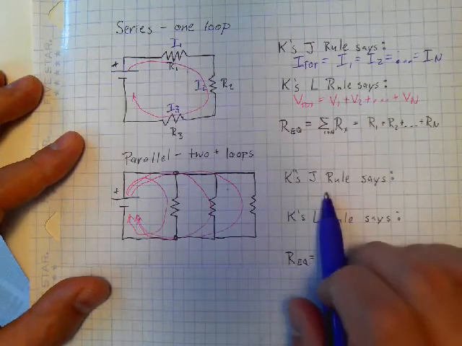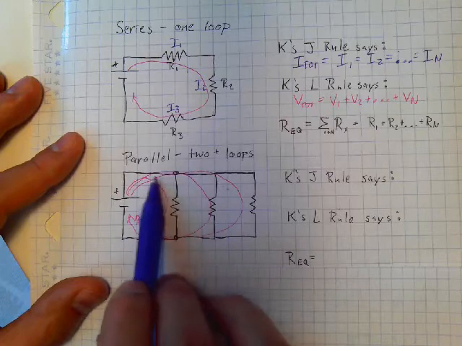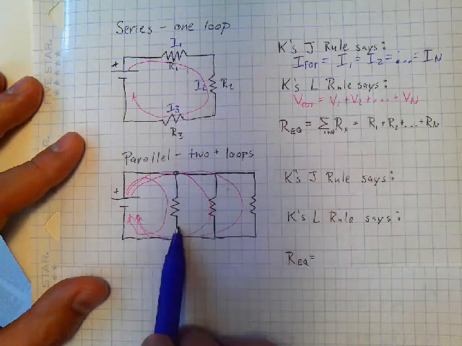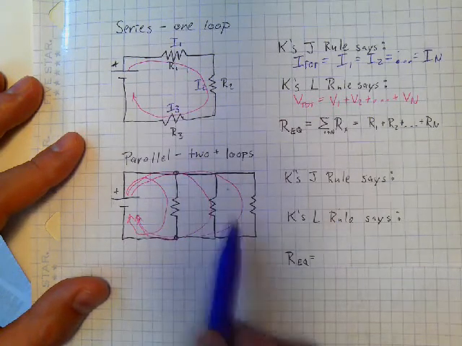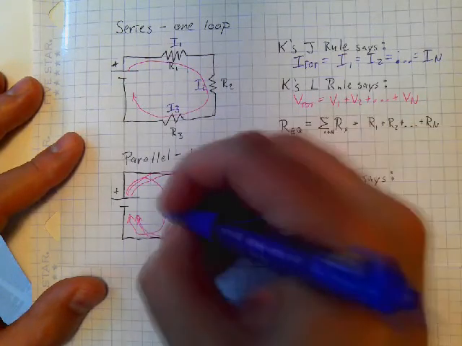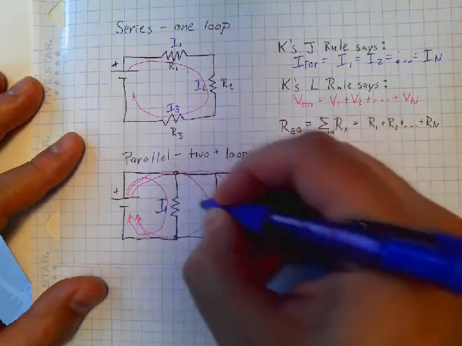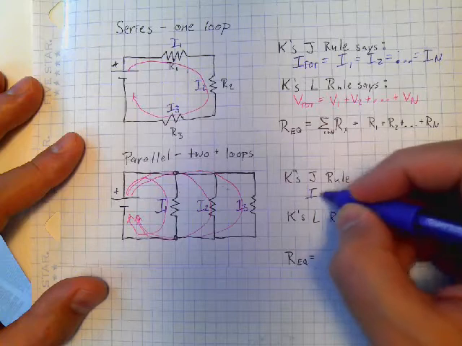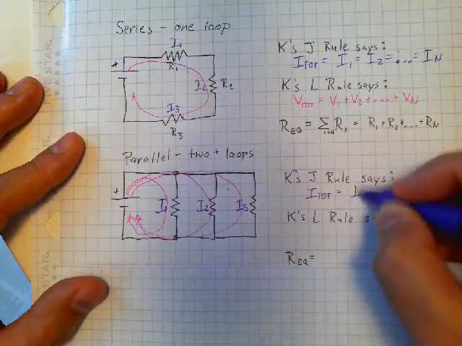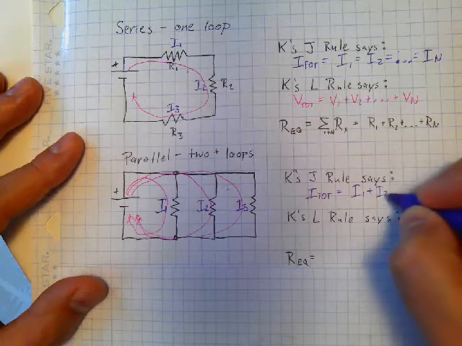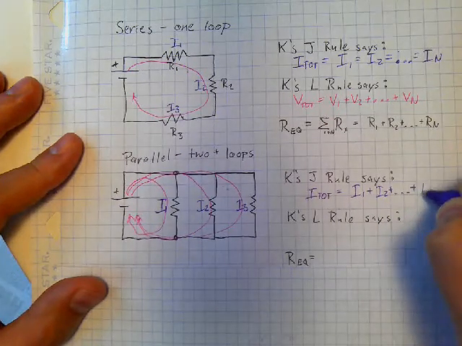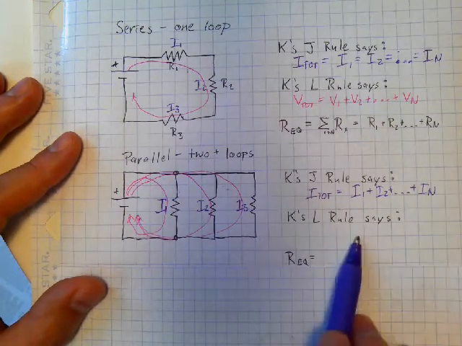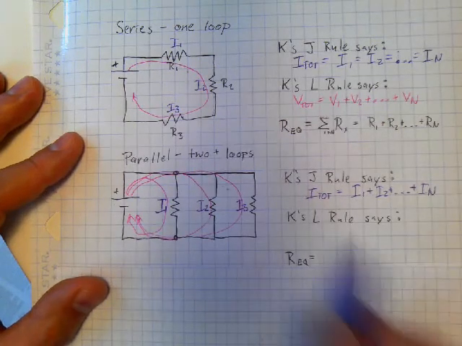So the junction rule says that the total current going through here is going to get split here and split here and split here. So basically the junction rule says if I've got the current I1 here, I2 here, and I3, the total current is going to be the summation of those three. And if I have more circuit elements connected in parallel, I would have more to add up.